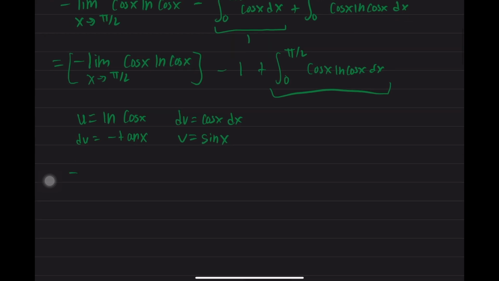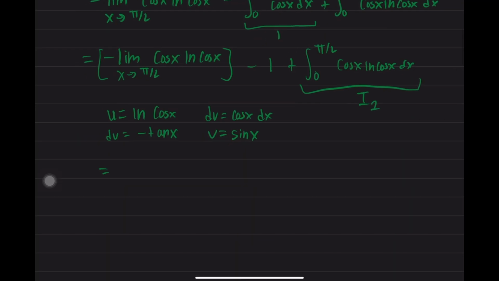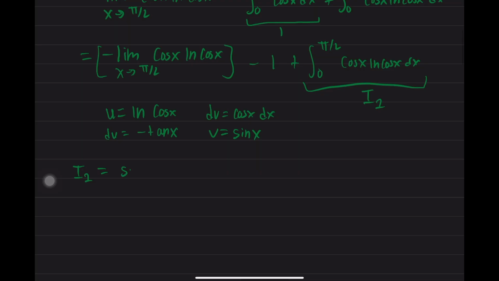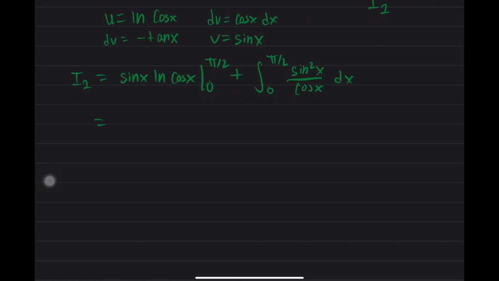So let's call this integral I1 for now. I1 is going to be equal to sine x ln cosine of x from 0 to pi over 2, minus the integral from 0 to pi over 2 of v du. That's sine x times negative tangent of x, so that's positive sine squared x over cosine of x. So let's evaluate this right here.